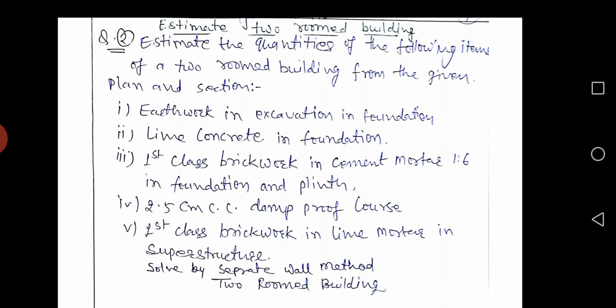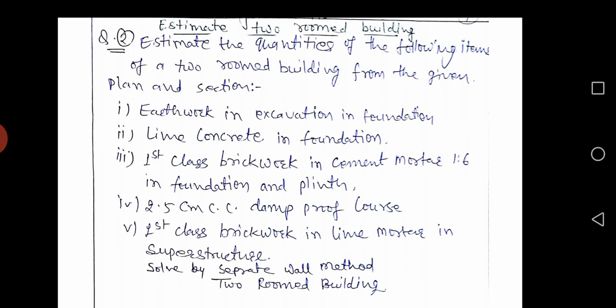In this question, the first thing asked is earthwork in excavation in foundation, second lime concrete in foundation, third first class brickwork in cement mortar 1:6 in foundation and plinth, then 2.5 centimeter cement concrete DPC, damp proof course, then the fifth one is first class brickwork in lime mortar in superstructure, and it also asks to solve by separate wall method. In the earlier video we discussed the one room building by centerline method, and in this video we solve the two room building by separate wall method.